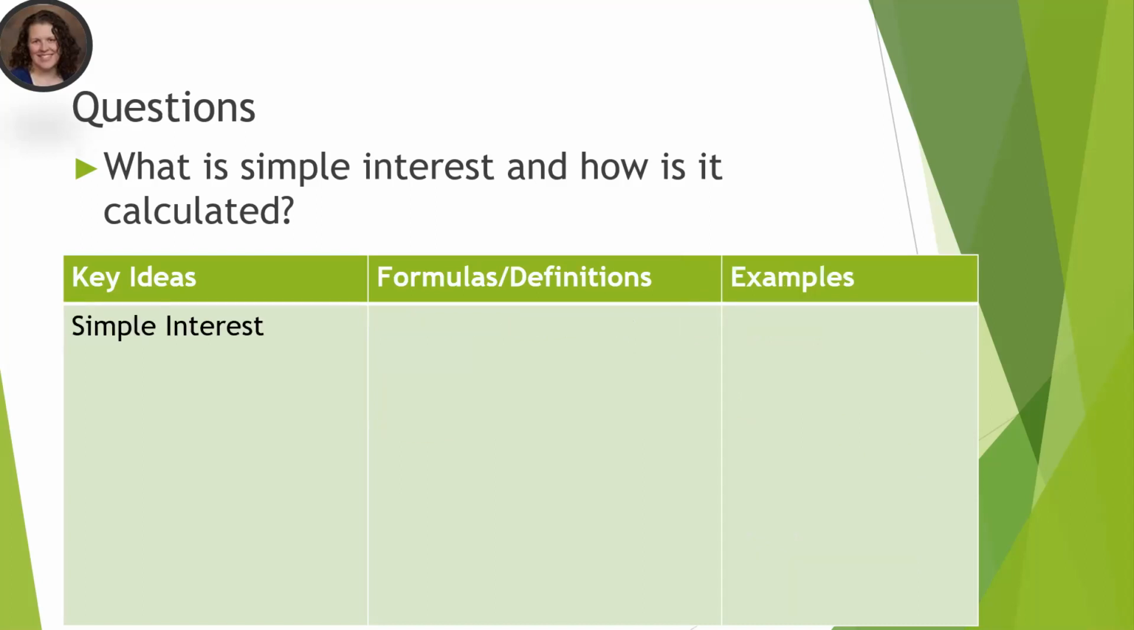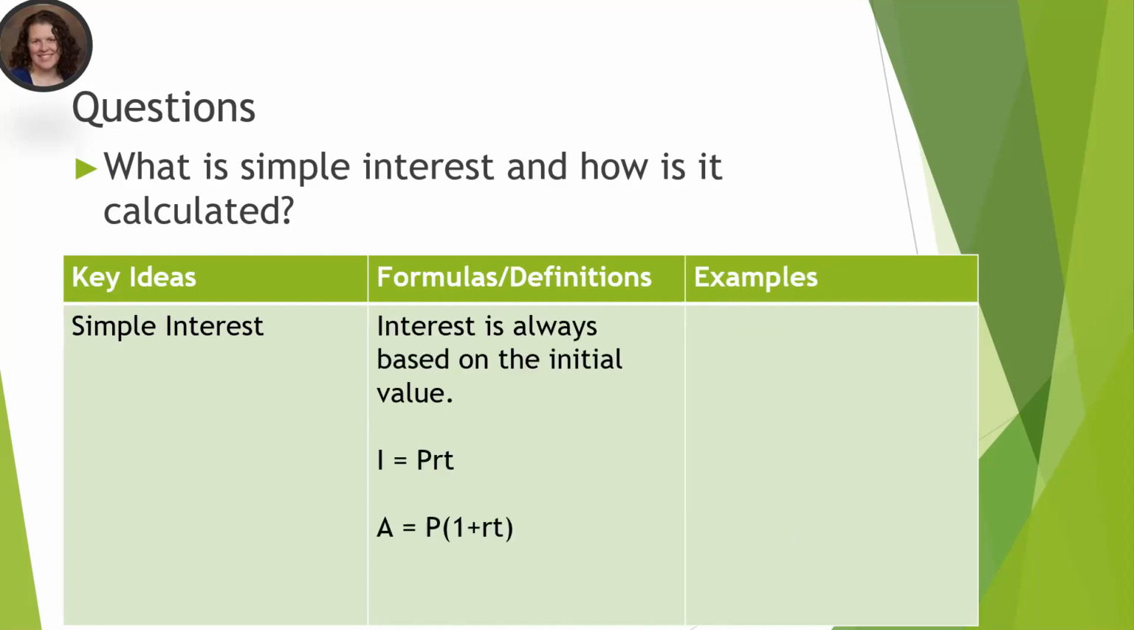Simple interest is the easiest way of calculating interest. It's not used in all real life situations, but it is used in some. The key idea here is that the interest is always based on the initial value. So if you borrowed $300, the interest, the extra, is always going to be based on that $300. It's not going to change based on the interest that you've earned. And there's two formulas that we're going to be using.